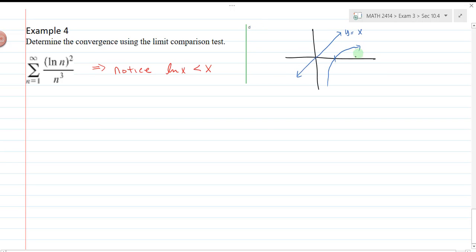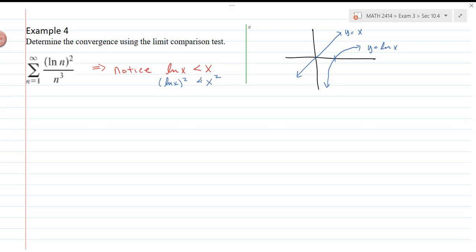And this is a graph of y equals the natural log of x, we feel safe in saying that the natural log of x is less than x. If I were to square both of these sides, this inequality would hold true. The natural log of x squared is also going to be less than x squared.